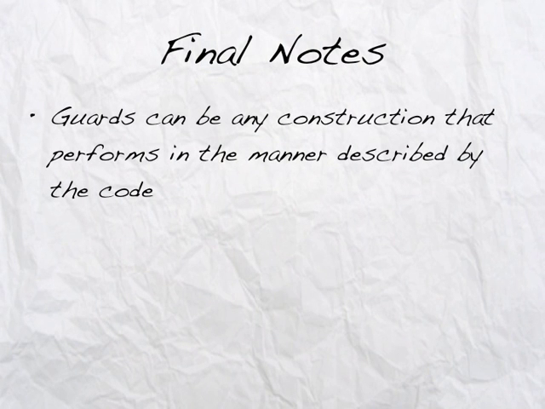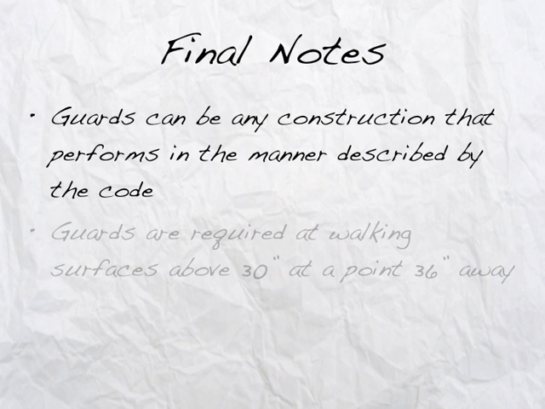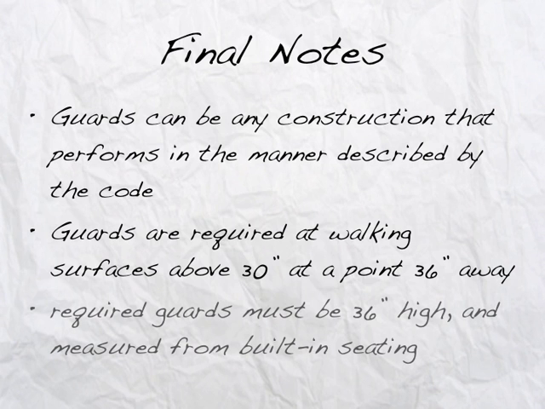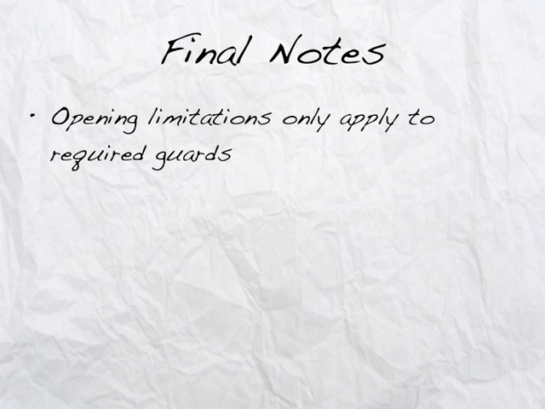The final notes for this video are that guards can be of any construction that performs in the manner the IRC requires. Guards are required at the edge of walking surfaces that are 30 inches above the ground at a point 3 feet away from the edge of the deck. Required guards must be at least 36 inches high above the floor or fixed seating, but 34 inches high at the side of stairs. Opening limitations only apply to guards that are required and only up to the required guard height.